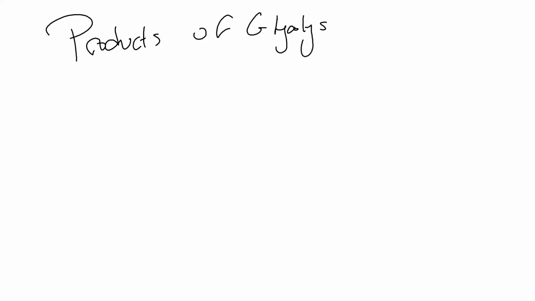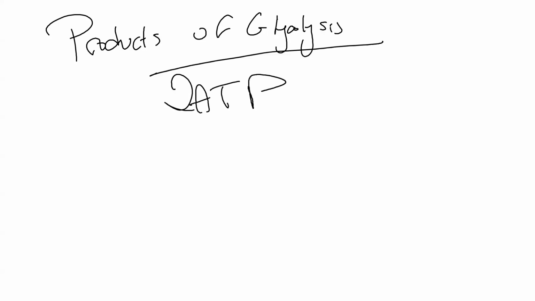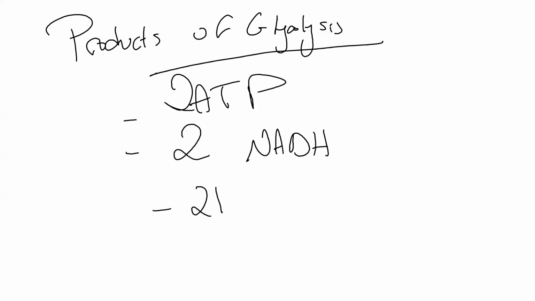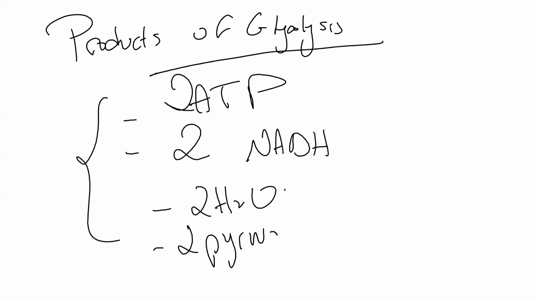So, products of glycolysis: 2 ATP, 2 NADH, 2 H2O, and of course 2 pyruvate. Okay.